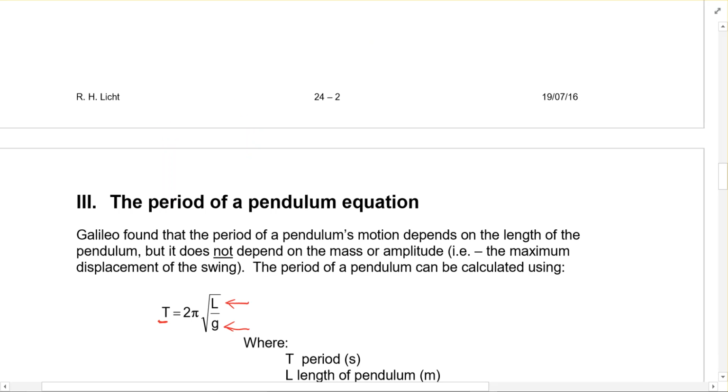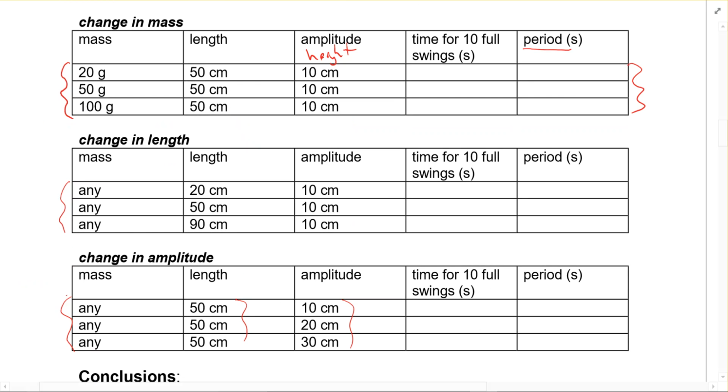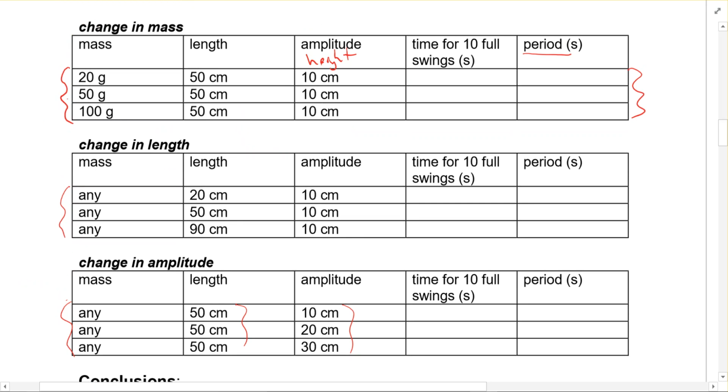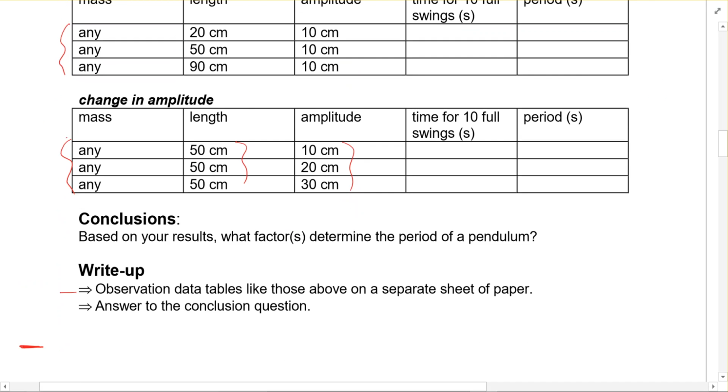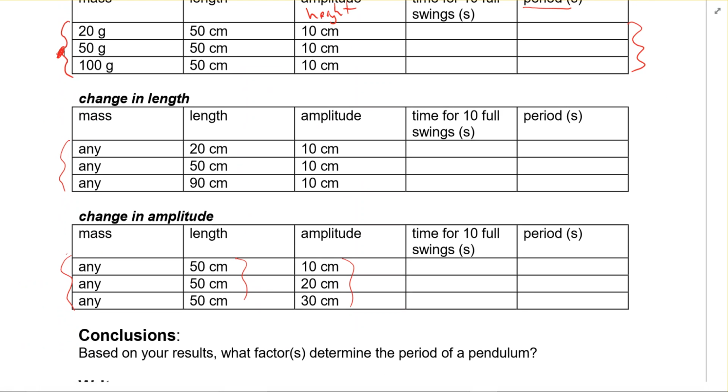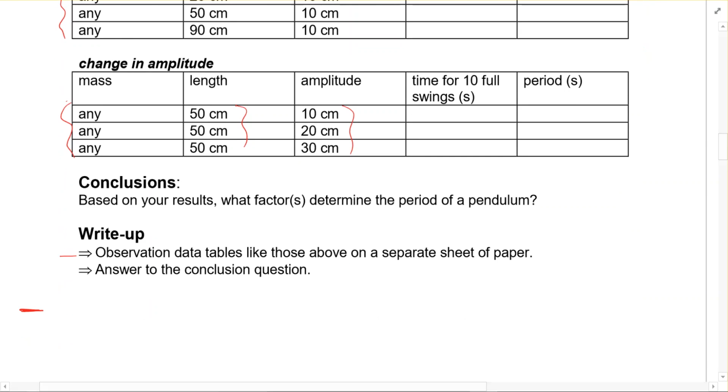You should have found when you did this lab that when you change the masses, it didn't matter. The period should have been really close. It should have been the same, right? Any difference would have really just been due to how fast you were hitting the stopwatch. It was probably human error.